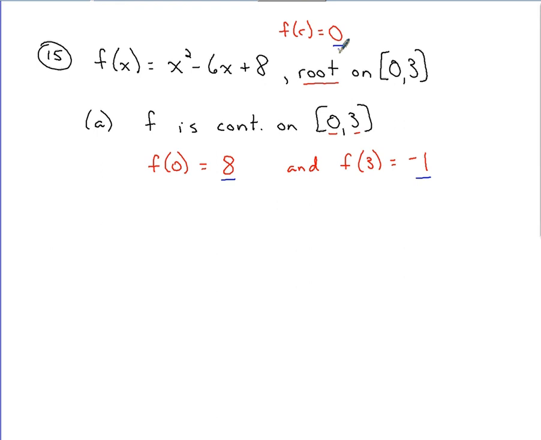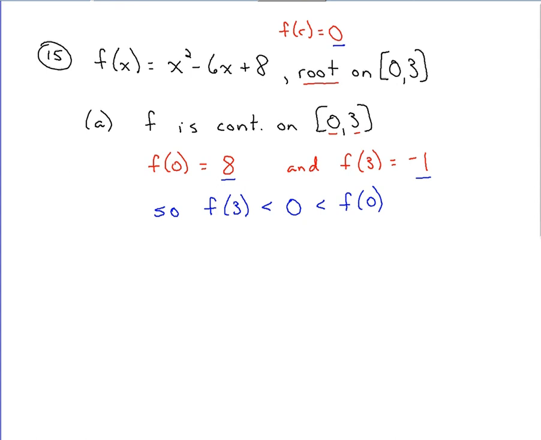Since it works out that way, what we do is we state that we understand these numbers surround that value of 0. So we say f of 3, which gave us -1, is less than 0, which is less than f of 0, which was 8, right? 0 falls between those two.